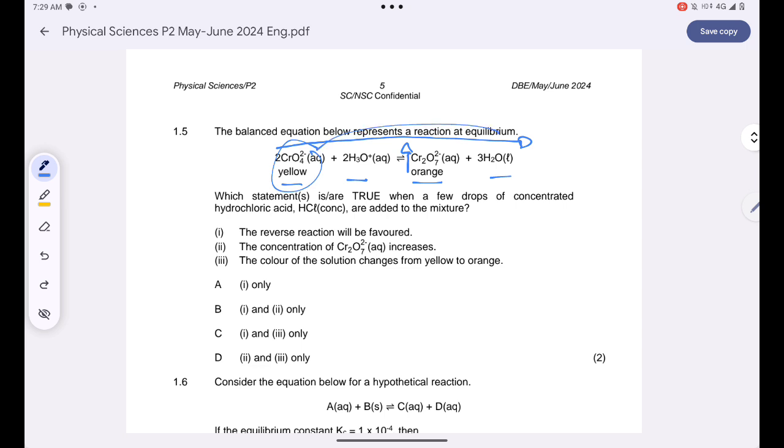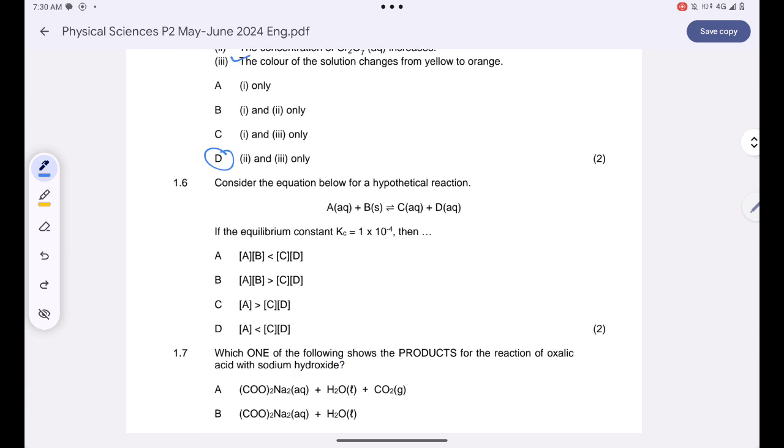So over here we are told that the reverse reaction is favored. That's incorrect. And then the concentration of the dichromate ion increases. Yes, that's correct. The color of the solution changes from yellow to orange. That's correct. So the correct option is the one that includes both number 2 and 3. So D is my correct answer.